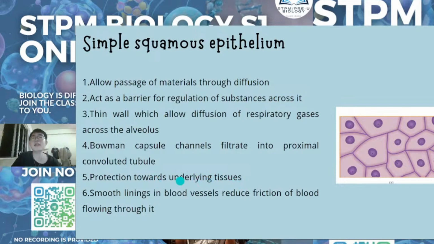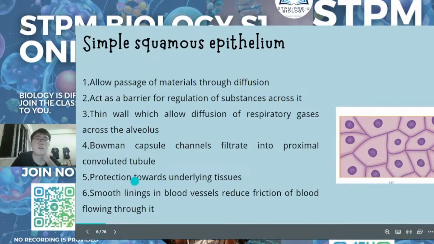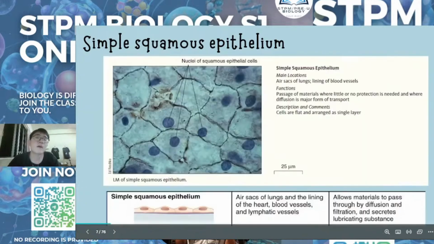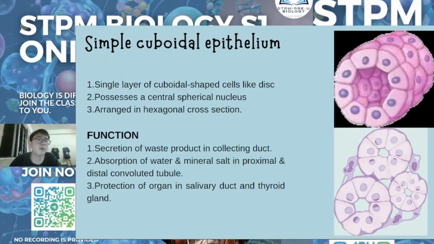Normally this cell is at the surface, the outermost surface of the organ. Also, in the blood vessel, its function is to reduce the friction of blood flowing through it. So this is the more detailed function. Okay, next is about simple cuboidal epithelium.